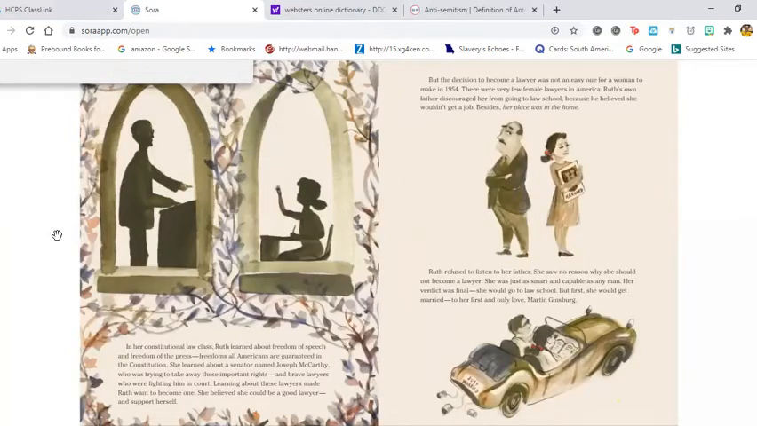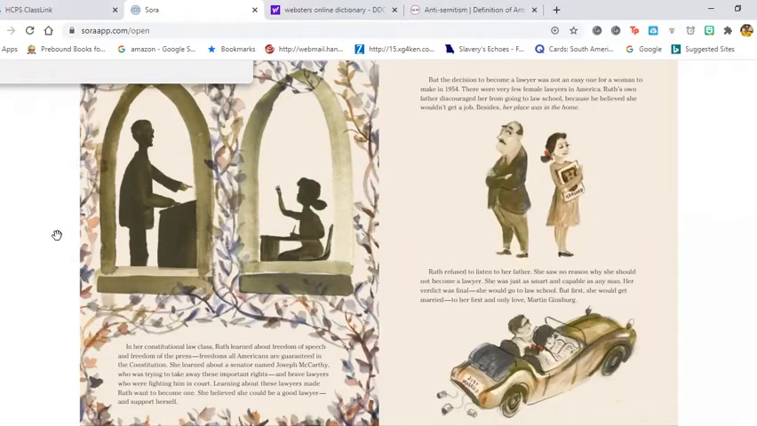In her constitutional law class, Ruth learned about freedom of speech and freedom of the press. Freedoms of all Americans are guaranteed in the Constitution. She learned about a senator named Joseph McCarthy, who was trying to take away these important rights, and brave lawyers who were fighting him in court.